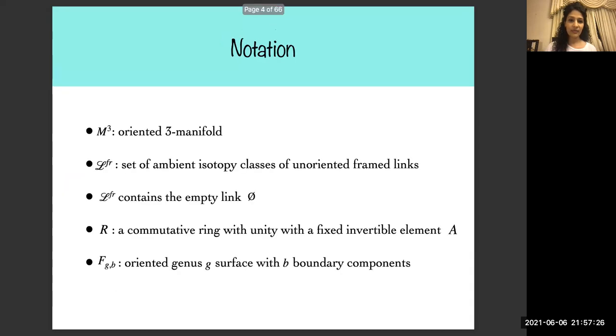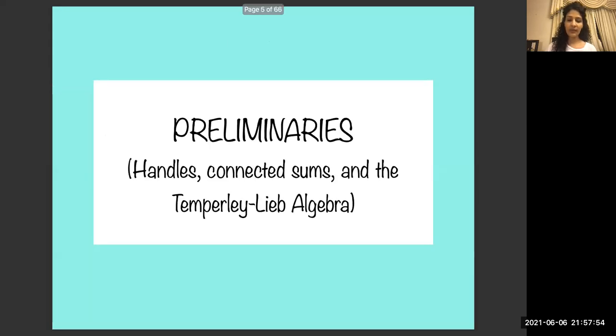Okay, so for the rest of the talk, I will fix some notation. M3 will denote an oriented three-manifold. LFR will denote the set of ambient isotopy classes of unoriented framed links, which will contain the empty link. R will always denote a commutative ring with unity, which will contain a fixed invertible element, which we denote by A. And F_{g,b} will denote an oriented genus g surface with b boundary components. Okay, so let's talk about handles, connected sums, and the Temperley-Lieb algebra first.